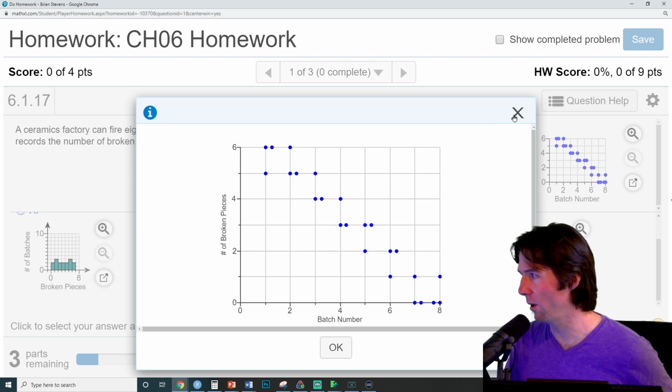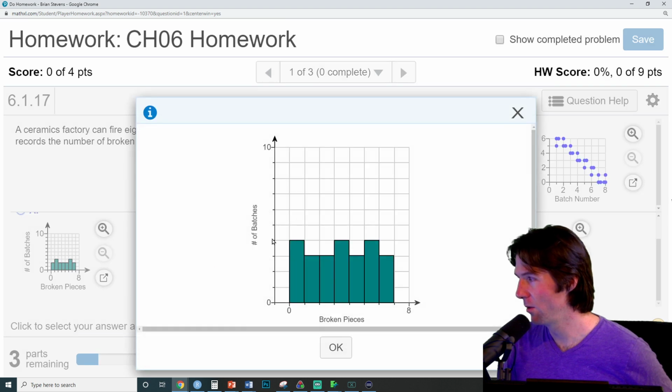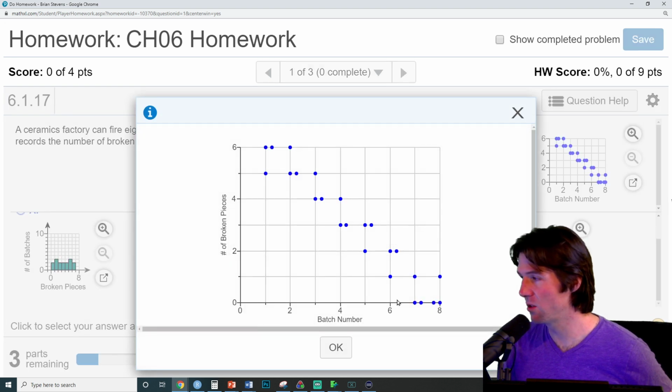4, 3, 3, 4. So let's look. 4, 3, 3, 4. This is only analyzing broken pieces. Do not look at this batch number thing. Don't look at that. That's bivariate. Only look at broken pieces and say, oh, and I'm only going across this 0, not this 0. I'm going across this 0.